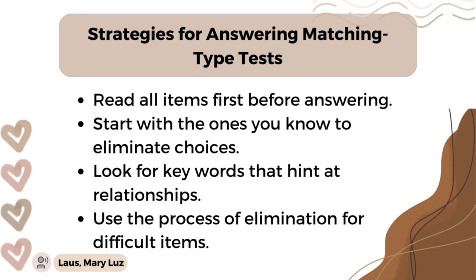The third one is look for keywords that hint at relationship. There are words or phrases that clearly show a connection. So we should focus on that in order to get a correct answer. The last one is use a process of elimination for difficult items. We should remove the answers that are clearly incorrect to narrow down the choices and make it easier to find the right one.